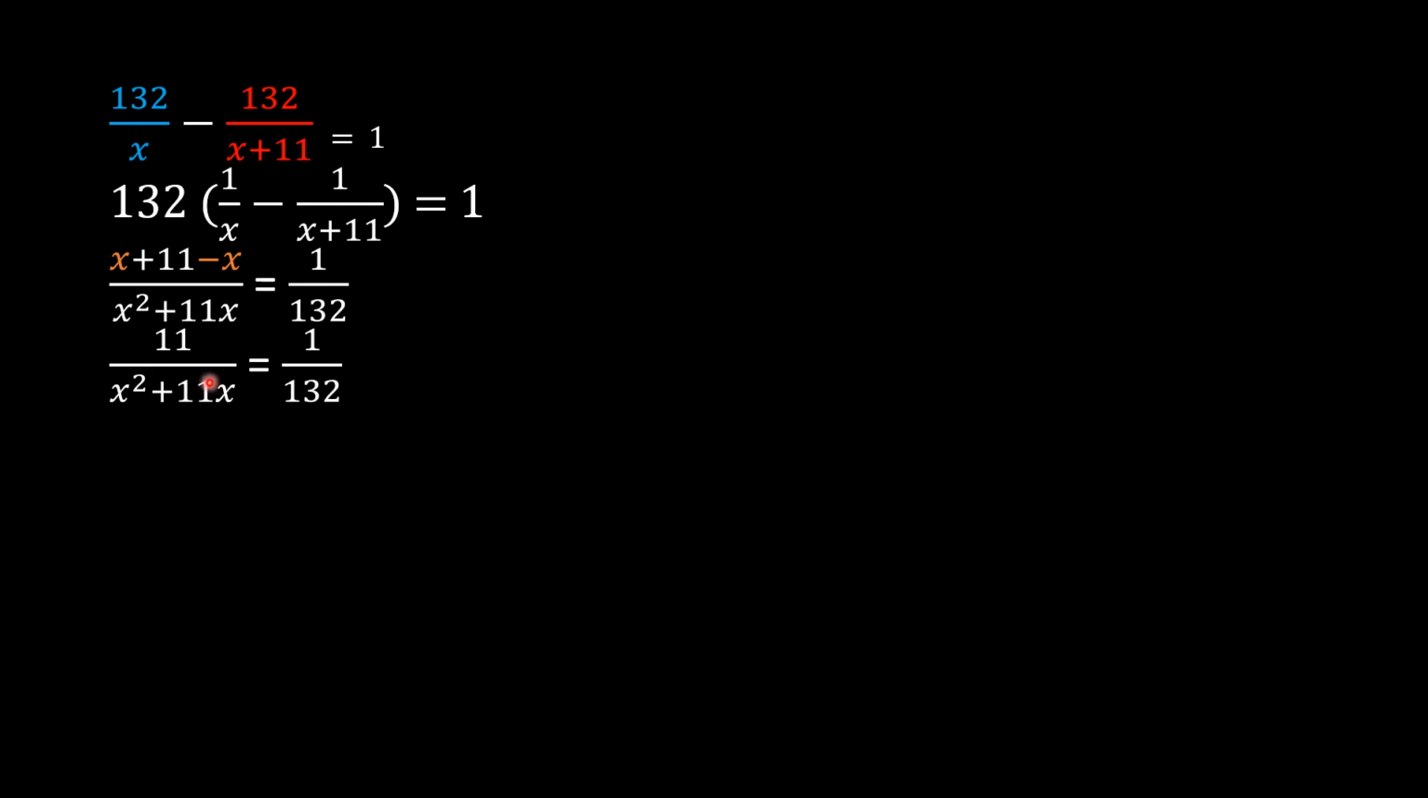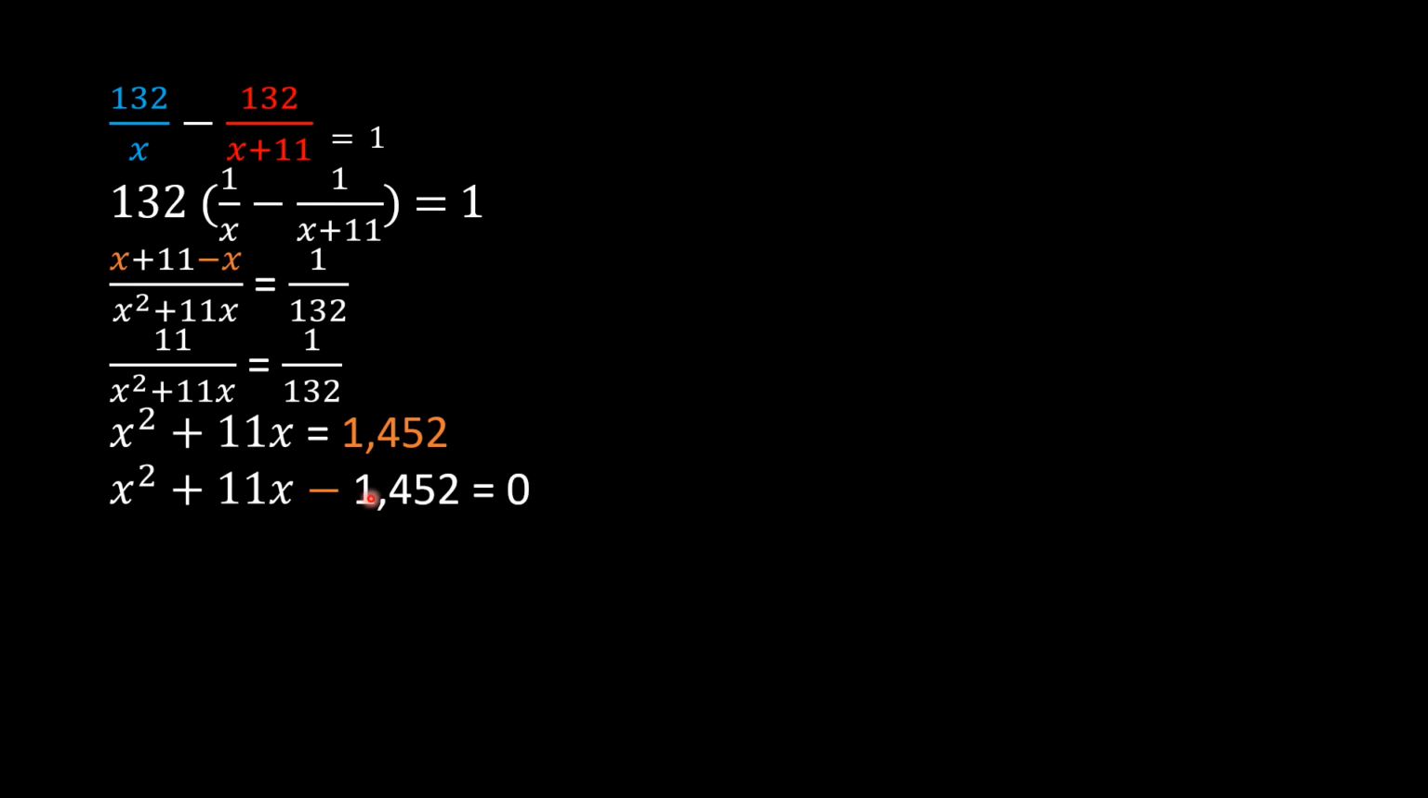Now we will cross multiply again. x squared plus 11x multiplied by 1 will be x squared plus 11x. 11 multiplied by 132 will be 1452. We will take this 1452 to the left hand side and write minus 1452.